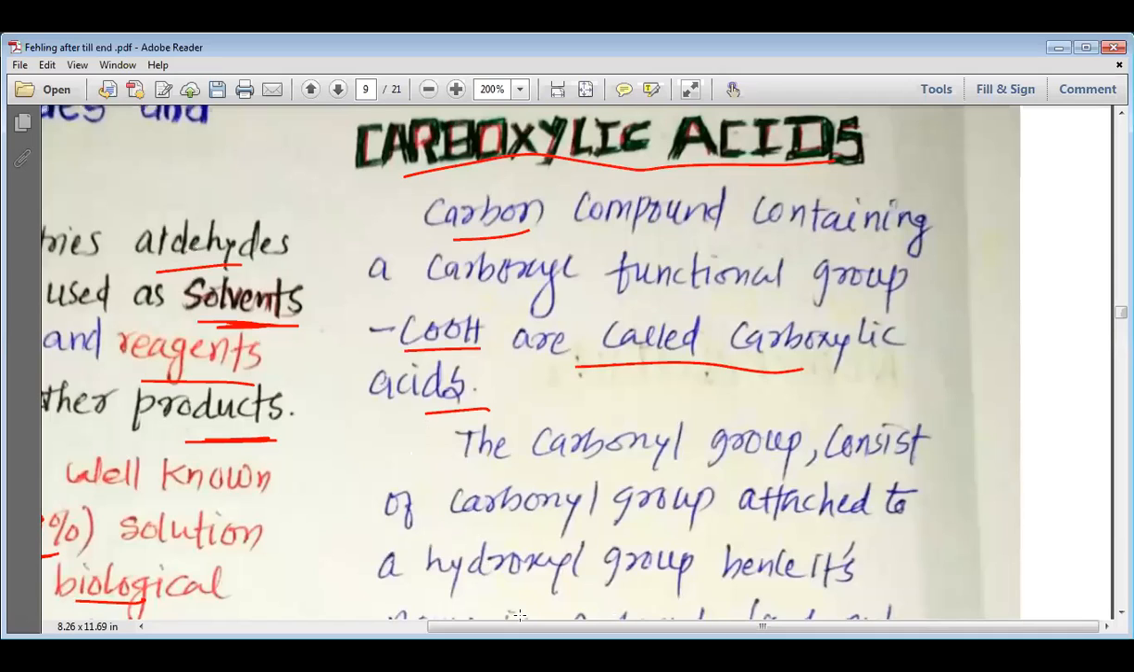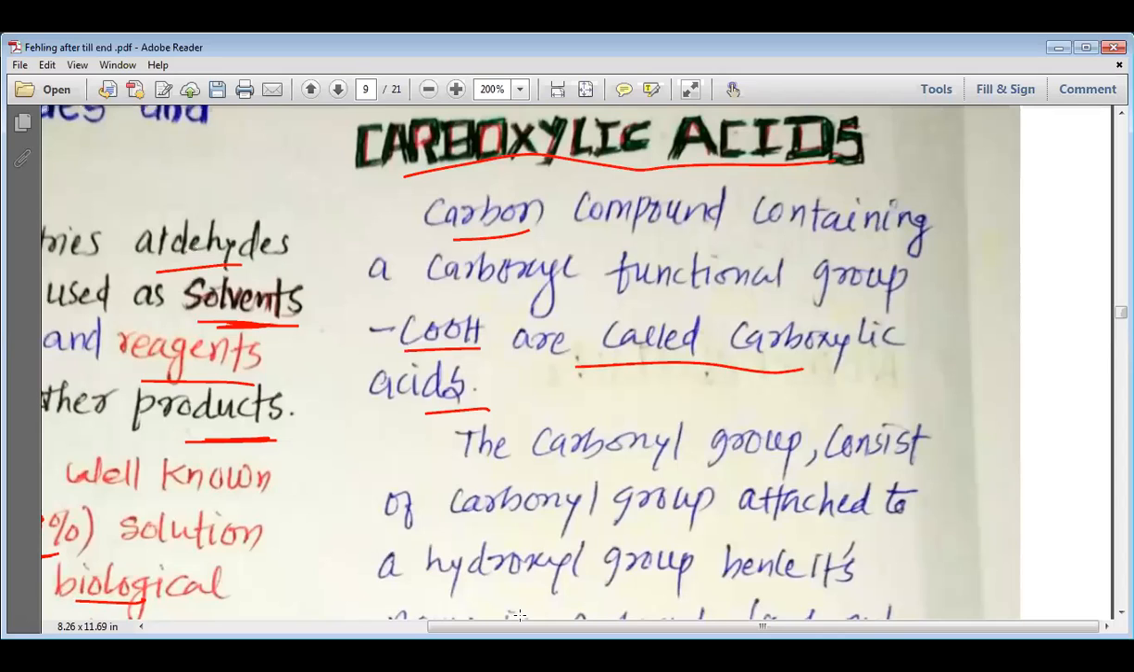Okay, sir, let me revise it once again for you. My dear students, we want to study the various uses of the aldehydes and ketones. Let me give you a brief and fast revision. Aldehydes and ketones are very good solvents, so they are used as solvents, my dear students, or they are used as a starting material. They are used as reagents to prepare the various industrial products.